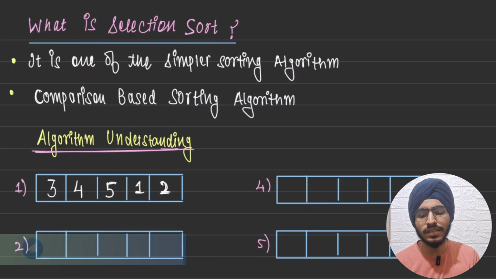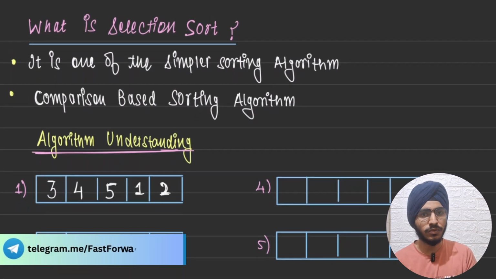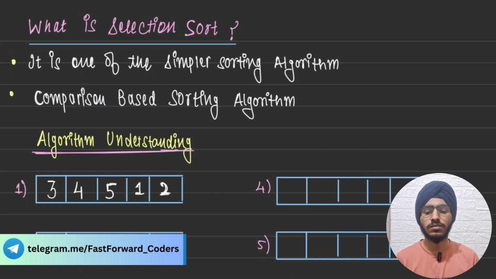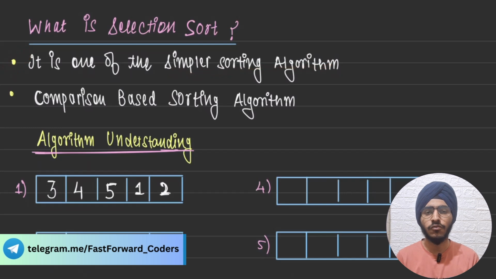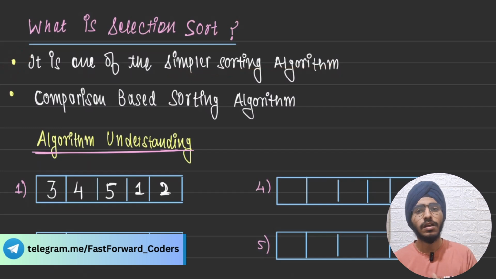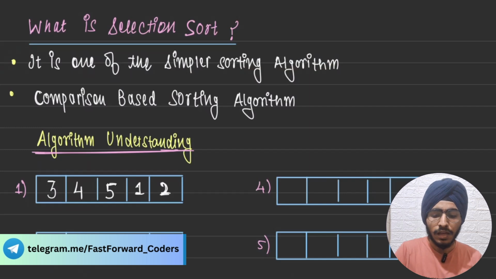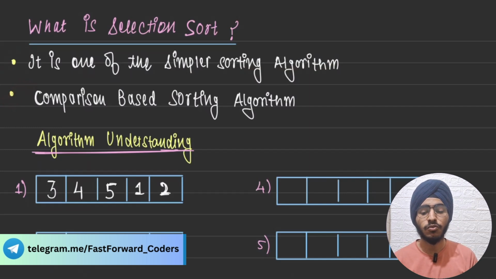Now what is selection sort actually? Selection sort, as we said, is selecting the minimum element and keeping it at first. You can see we are just taking the minimum element, keeping it in front, then the next minimum element, keeping it in front. So it is one of the simpler sorting algorithms. It is a comparison based sorting algorithm. We will discuss how it is comparison based.